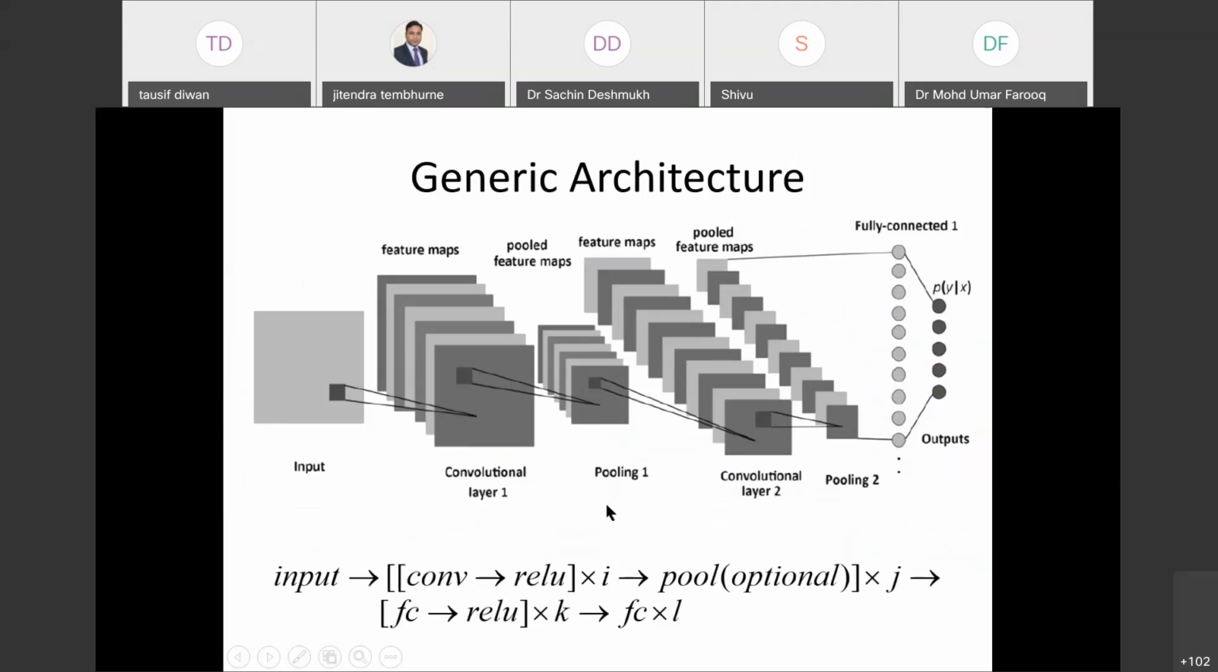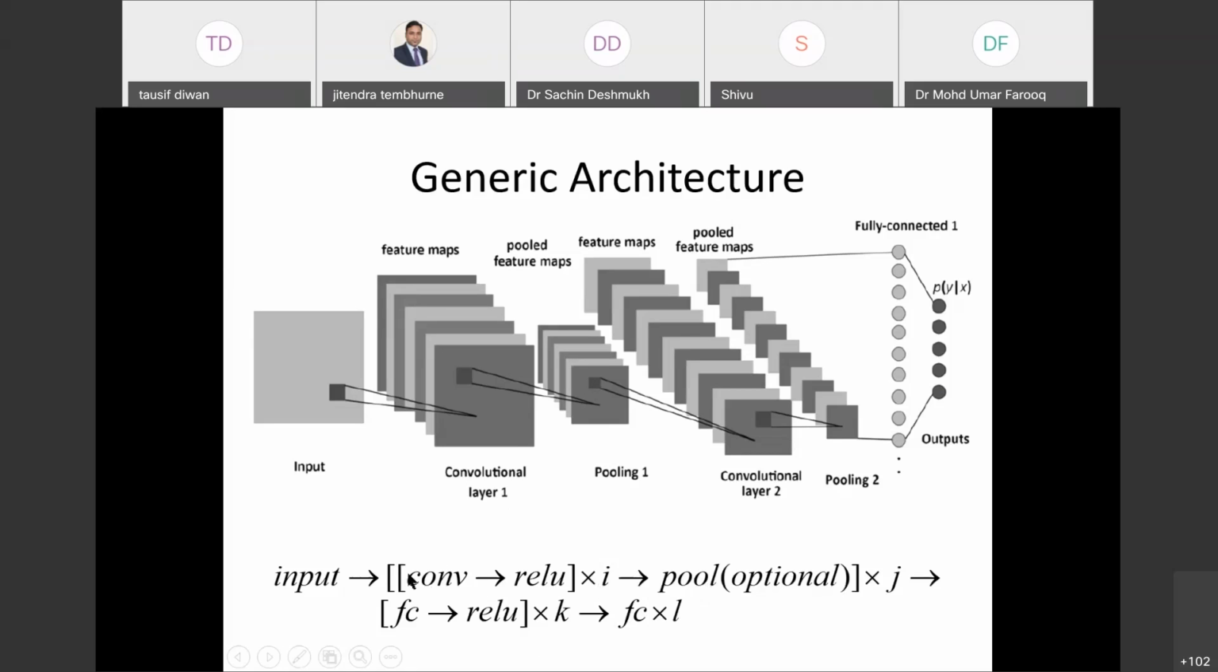Then, what is the general architecture if we write it in terms of equations? See, some convolutional layers are there. So this is the input. The neuron present in the convolutional layer is activated with the help of ReLU, that is, the rectified linear unit. Generally, the activation function used here is ReLU. You can use any other activation functions also. So this convolutional layer followed by ReLU, this architecture is repeated I times, followed by some pooling layers. We can see here the pooling layer is optional.